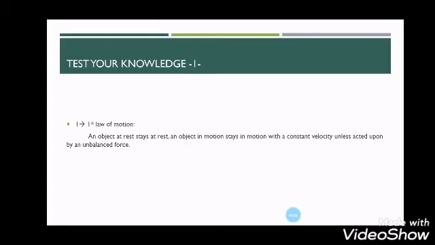So the first law is an object at rest stays at rest. An object in motion stays in motion with a constant velocity unless acted upon by an unbalanced force. This is the first law of motion.